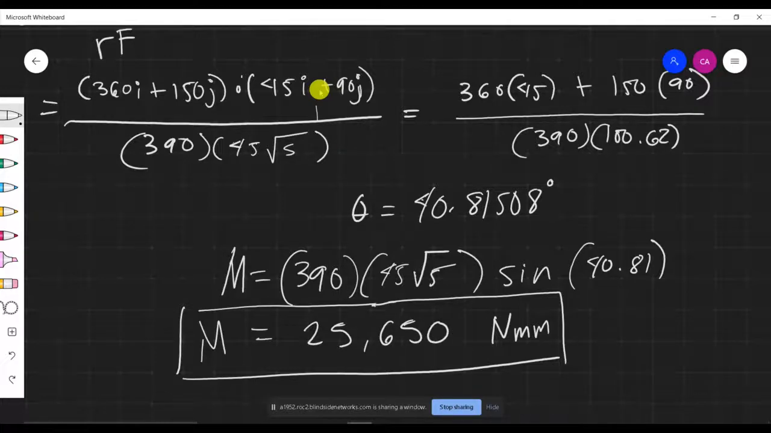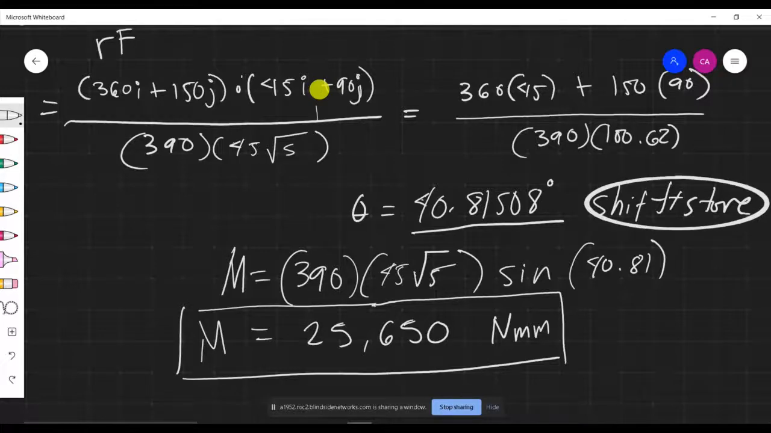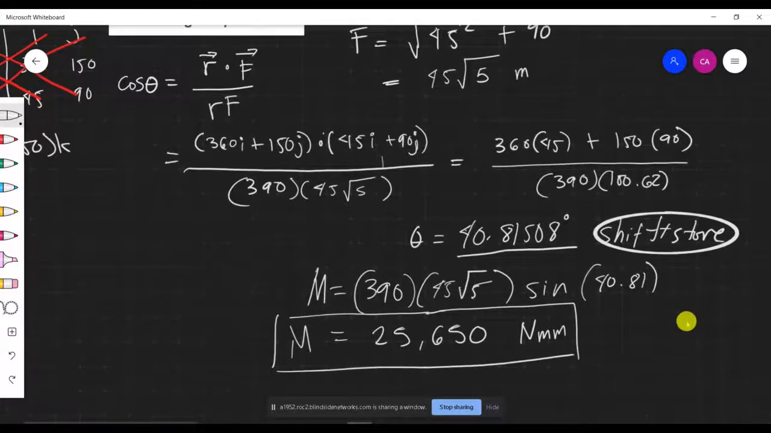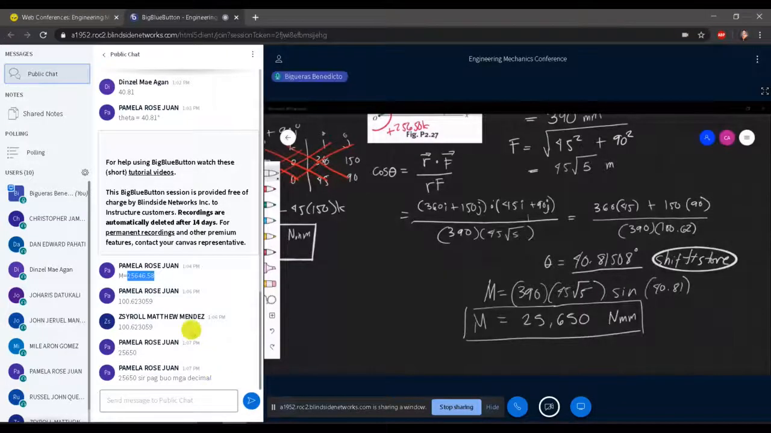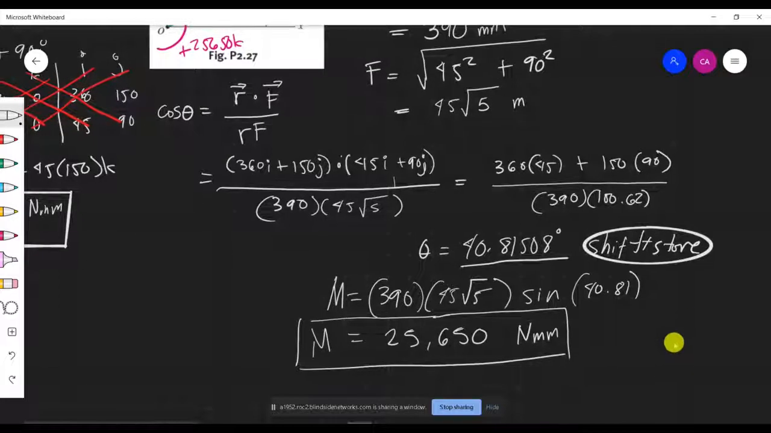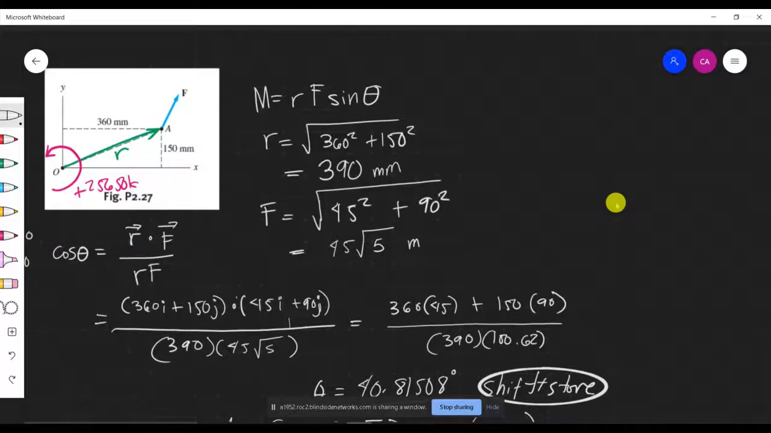Okay? So, ang ginawa ko dito, yung ito is shift store. Para kuha lahat. Shift store. Yun yung ginawa ko. Pero kung hindi kayo masyado marunong, kahit gawin nyo na lang 5 decimal. So, basically, magiging 25,650. And consistent siya sa sagot. Okay? So, ganyan siya. So, pareho siya, no? Next. So, that is the second approach.